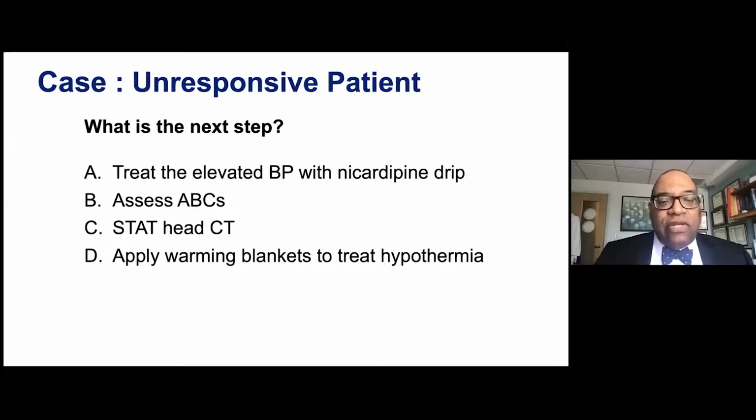The next question is for the provider. What is the next step? A, treat the elevated blood pressure with nicardipine drip. B, assess airway, breathing and circulation. C, a stat head CT. D, apply warming blankets to treat the hypothermia that the patient is undergoing.